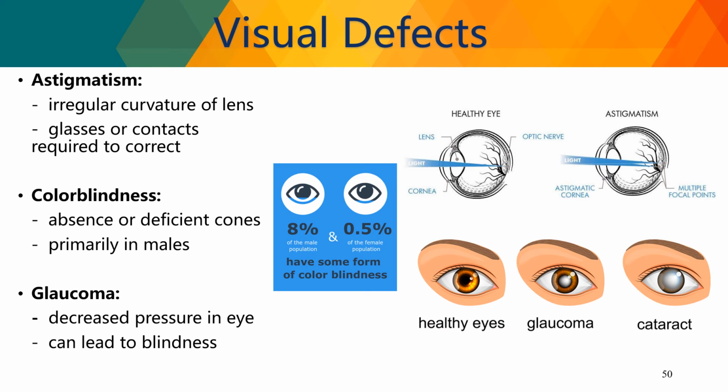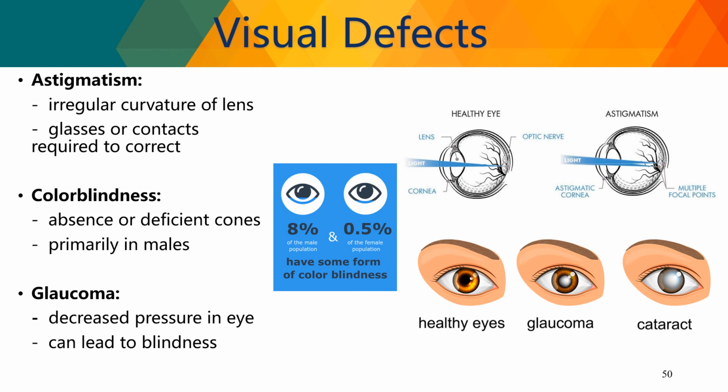So other visual defects also include astigmatism. This is irregular curvature of your lenses, and glasses or contact lenses are required to correct this one. Here you see that with astigmatism, you have multiple focal points instead of having one. A healthy eye actually has only one focal point, but with astigmatism, you have multiple focal points.